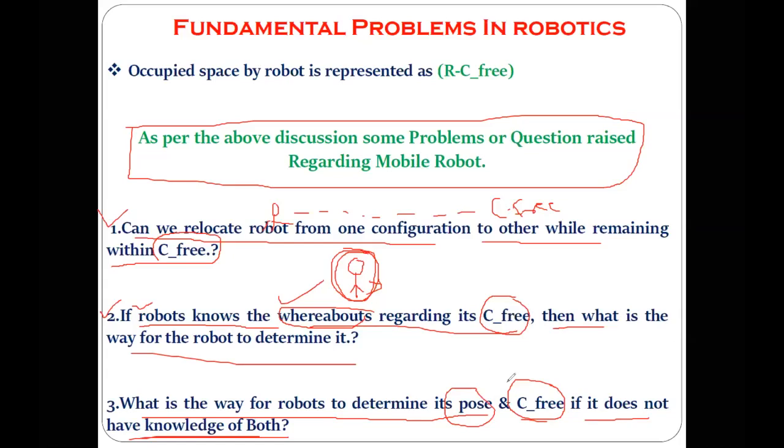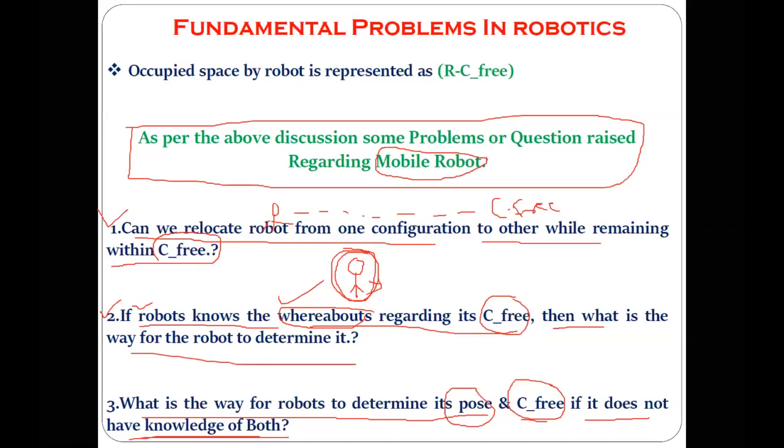Yes, correct. So the actual position, and when you try to move, whether that position is free or there is any kind of obstacle. How the robot determines all these things: these are the different questions that arise if you think about the mobile robot. Understood? We are going to find the answers to these questions in the further sections of this unit.